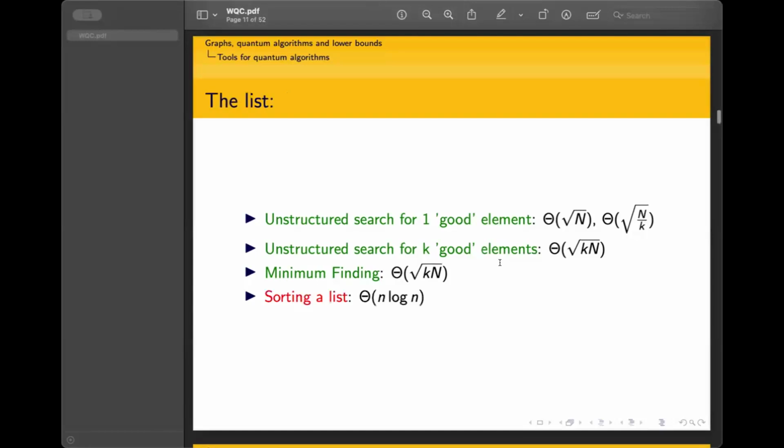But for example, sorting a list is an example of a problem for which there is no quantum speedup, because it has been shown that the optimal algorithm takes n times log n steps, which is as good as classical algorithms. So you cannot sort your list faster quantumly. That's just a fun fact again.